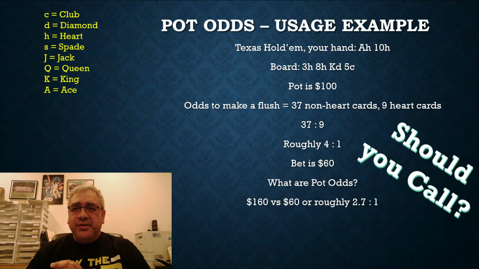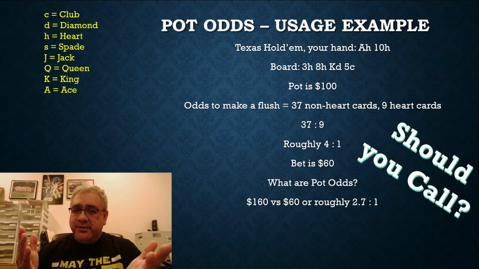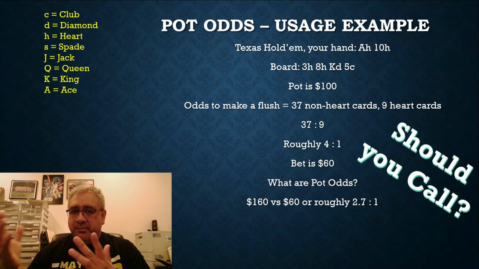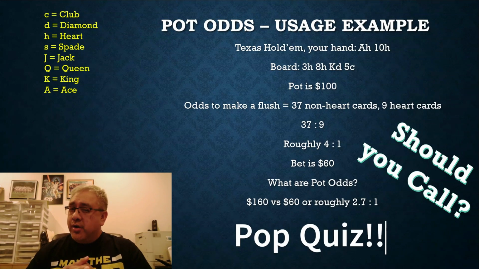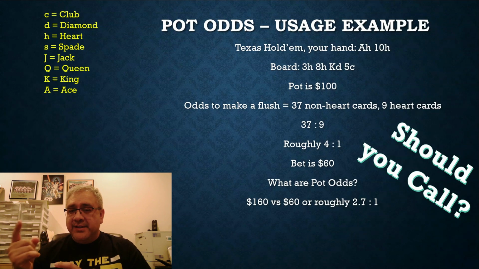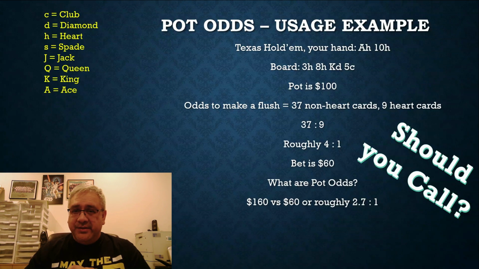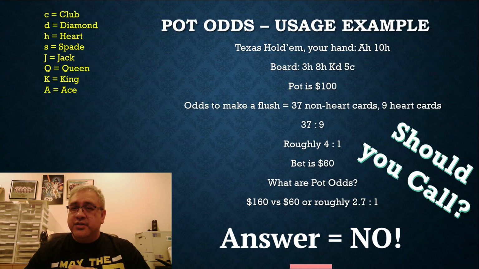If you've got a bet of $60 in front of you, what are the pot odds? So you've got $160 total in the pot: the $100 that was in the pot plus the $60 bet. Now you've got $60 to call. So you've got a ratio of about 2.7 to 1. Should you call? What do you think? Well, you want your pot odds to be greater than the odds of making your hand. And in this scenario, they are not. So making the call here would be ill-advised because it's mathematically just not worth it.